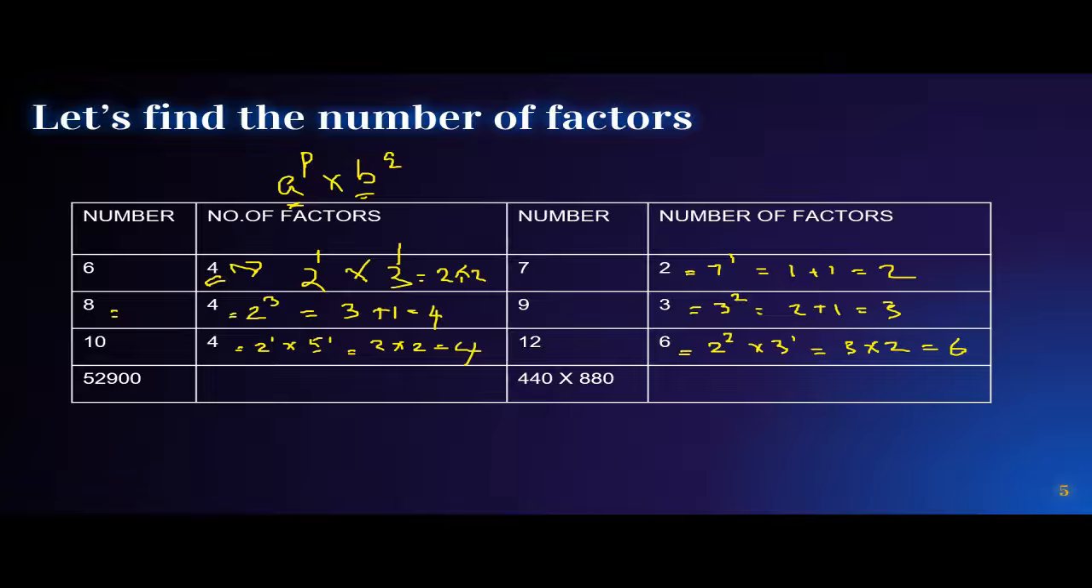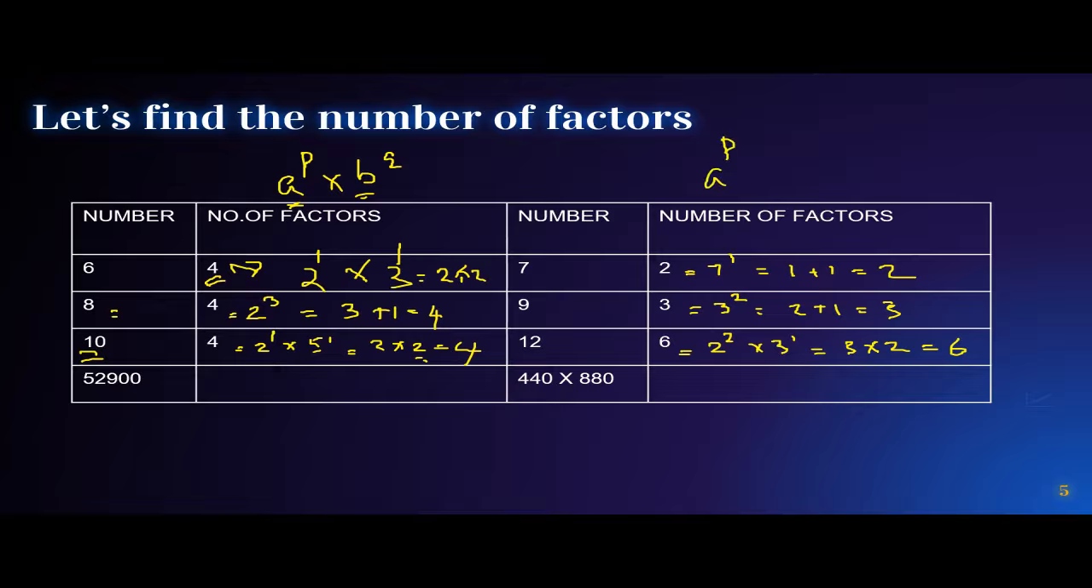Same way, 10 you can write as 2 power 1 into 5 power 1. So the powers are 1 and 1, so 1 plus 1 is 2 and 1 plus 1 is 2, which gives you 4. And same way, 7 itself is a prime number, so I can write it as 7 power 1, so 1 plus 1 gives you 2. Which is again in the form of a power p. So p plus 1 is the number of factors.